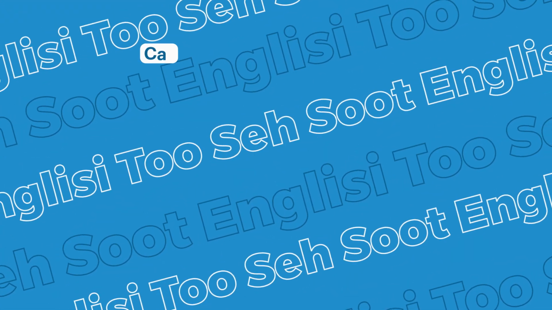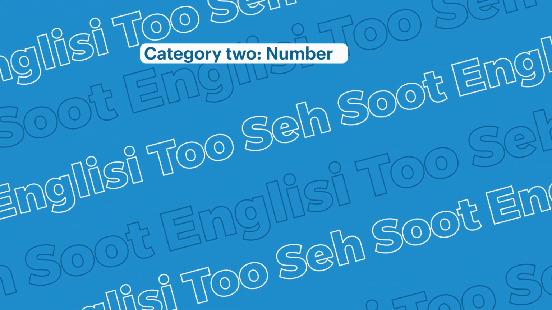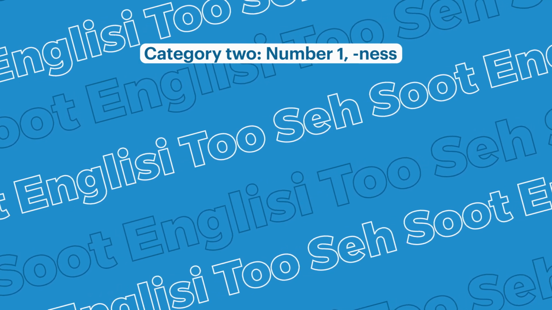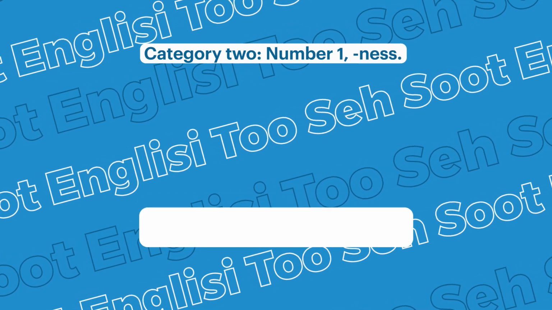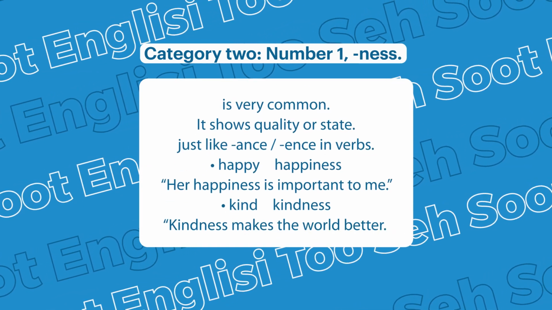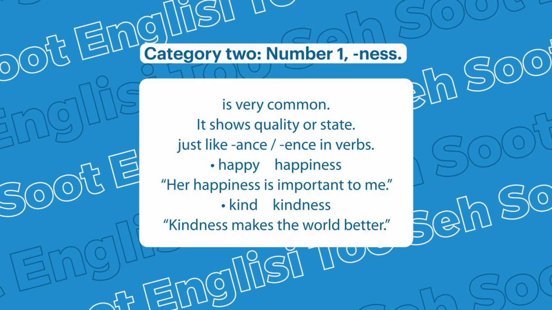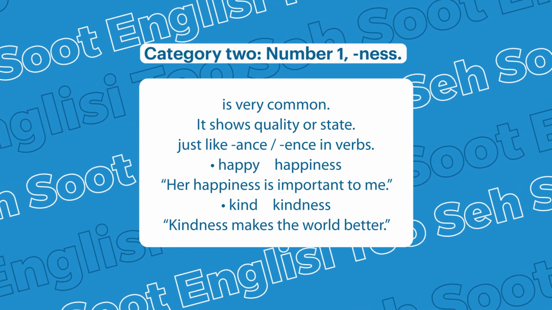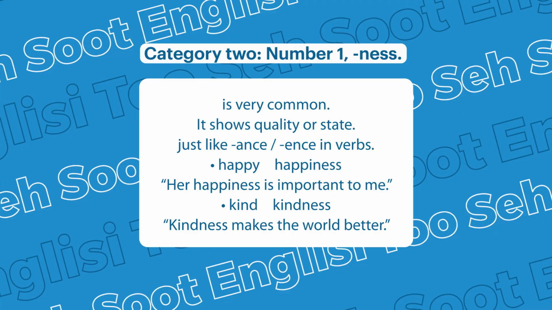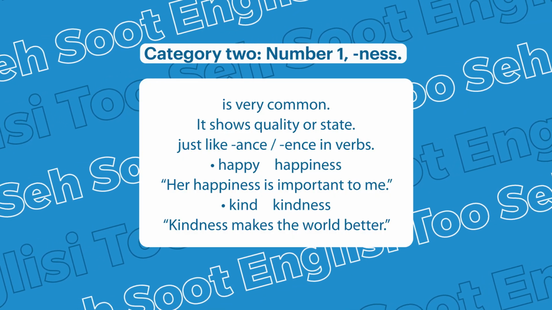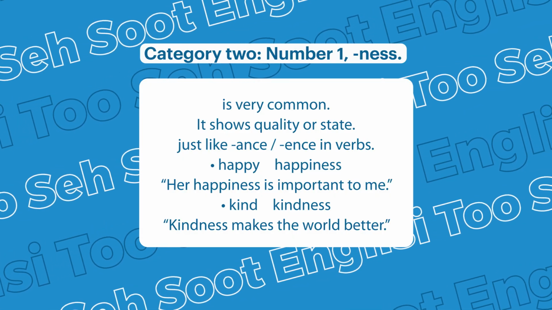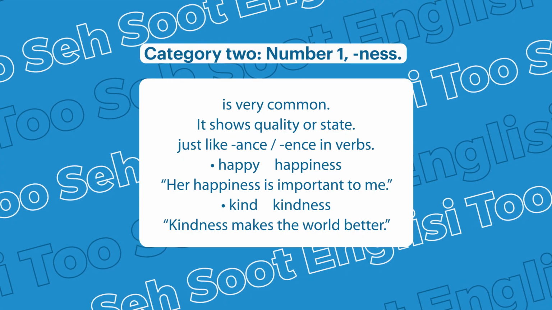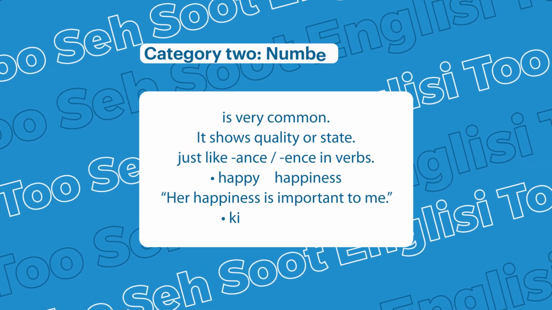Category 2. Make nouns from adjectives. Now let's look at adjectives. Number 1. Ness is very common. It shows quality or a state, just like ence in verbs. Happy becomes happiness. Her happiness is important to me. Kind becomes kindness. Kindness makes the world better.